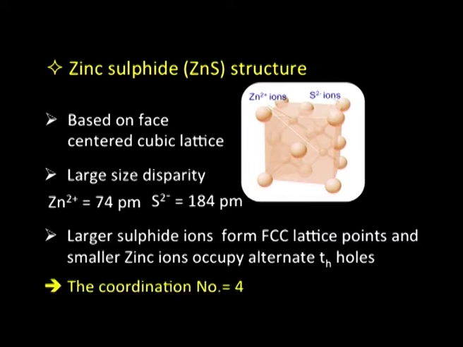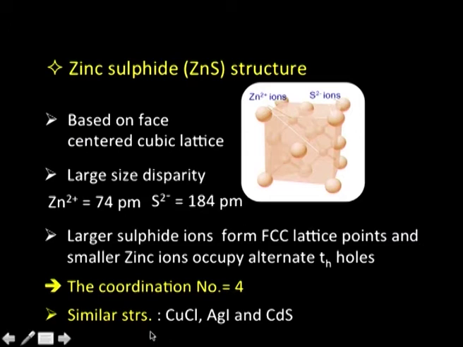case. Now, as a consequence, since the zinc ion happens to be in the tetrahedral void, the coordination number happens to be 4. That means each zinc ion has 4 near neighbors as sulphide ions. The coordination number is 4. A similar structure is adopted by a number of solids, that is cuprous chloride, silver iodide and cadmium sulphide. Okay. Now, there are 3 structures which are typically adopted by the solids of AX type.